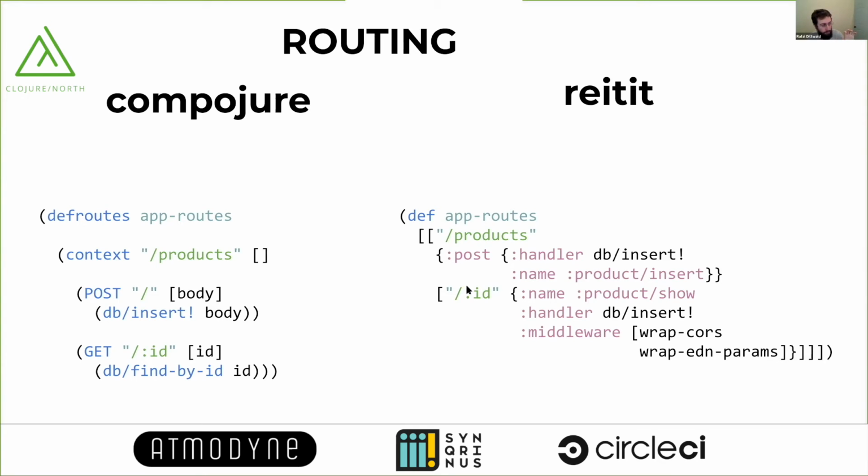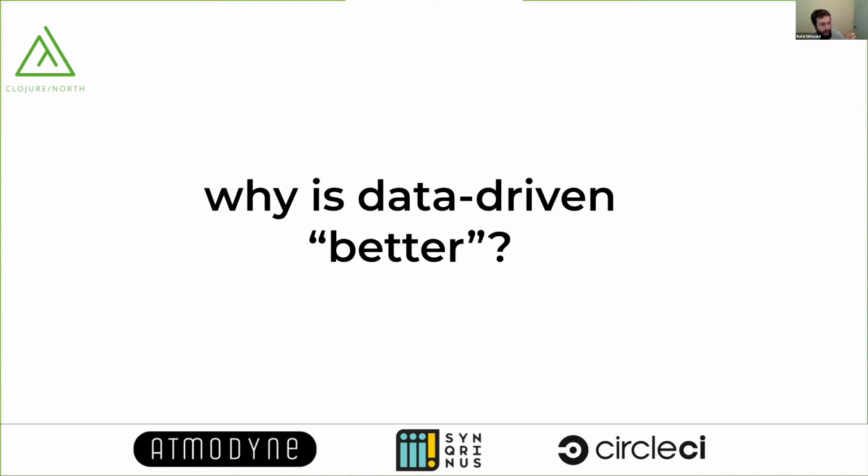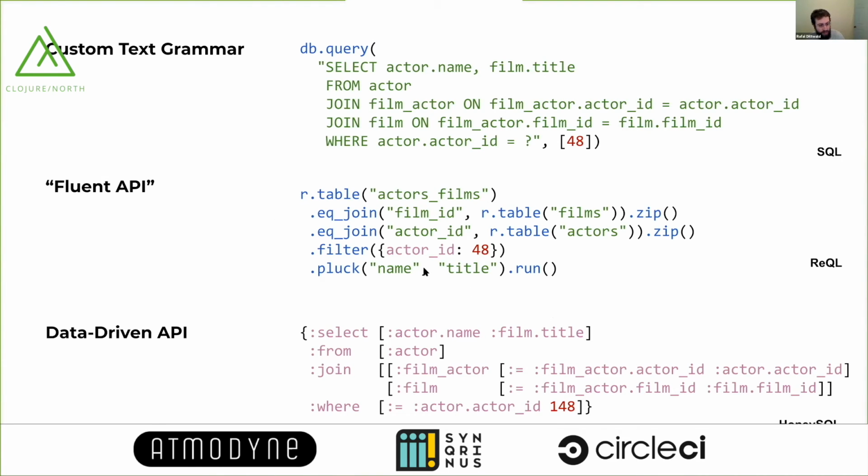So let's go back to this question of why is data-driven better? Looking at our three kinds of styles, with the custom syntax, with the custom text grammar, we get a nice separation of concerns, right? We know that when we pass off a query to the database, it's going to do something and return a value, nothing else is going on. But with the Fluent API, and especially with macros, in theory, anything could be happening. Some of these things might be manipulating various things. Anything that's available to the language, these functions might be doing under the hood.